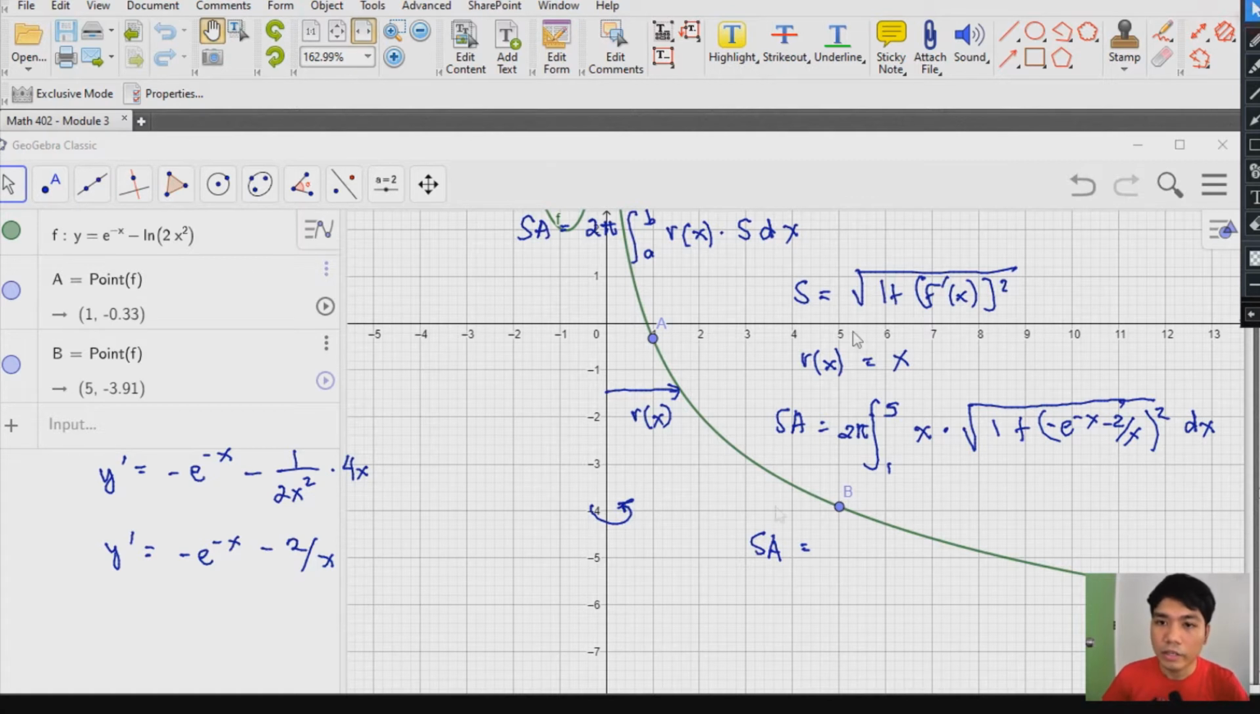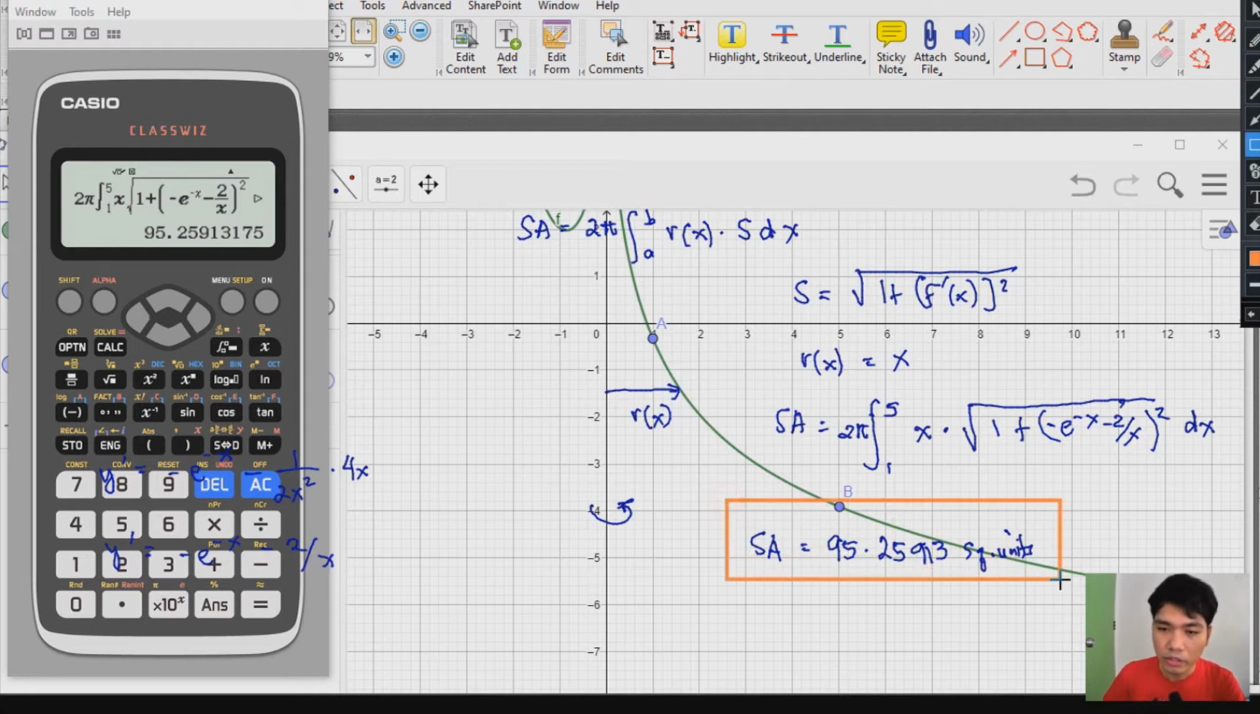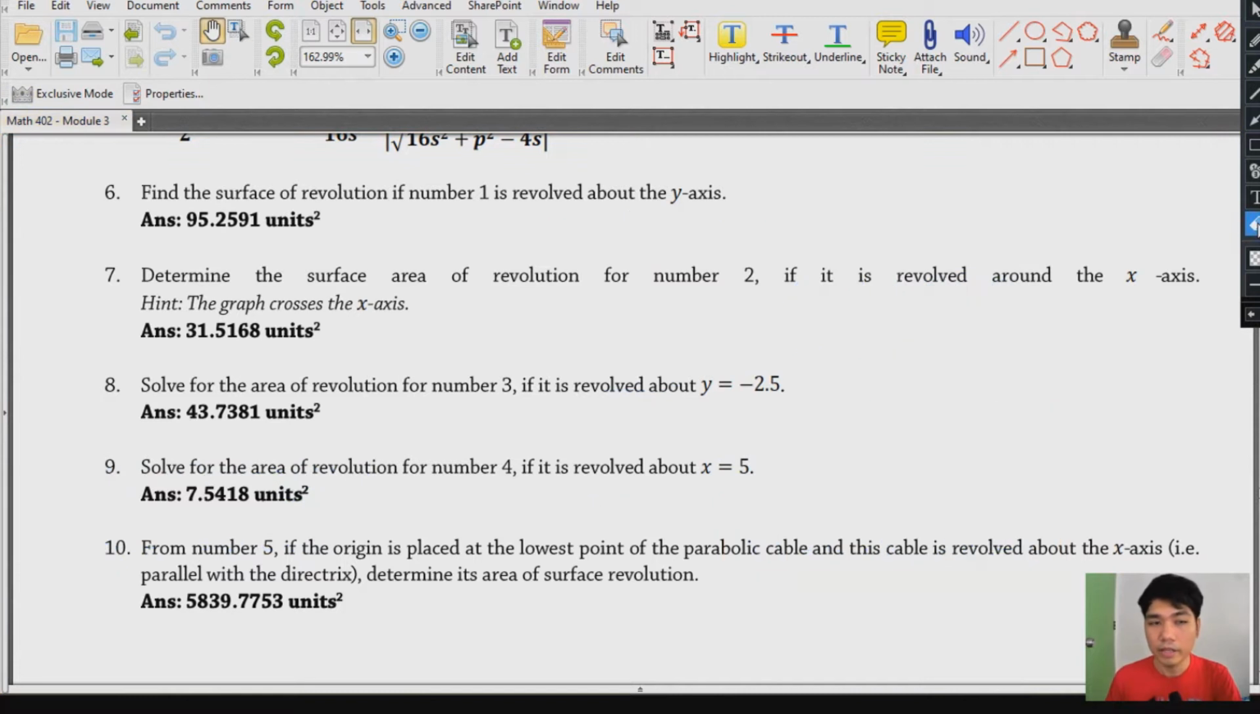So pwede nyo siyang idirekta na sa calculator. So that is 95.913 square units. So the unit is in square units kasi this is just the area. Although this is just a surface, it's still the area. Kaya square units yung ating maging unit for this problem. Okay, so I think we can now move forward for the next item.